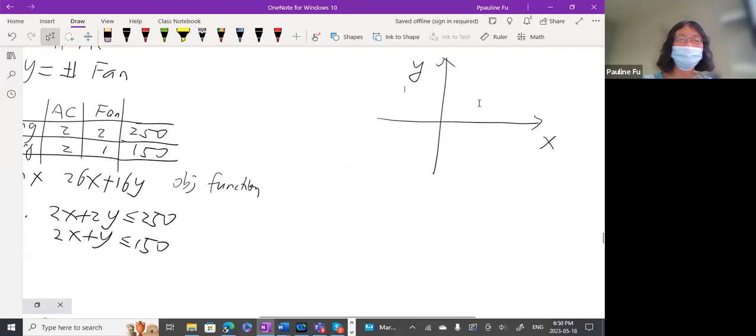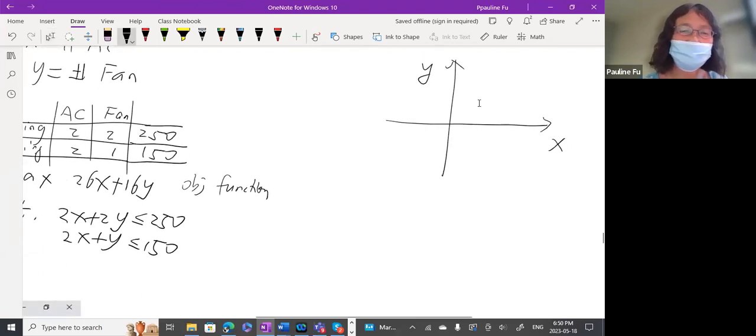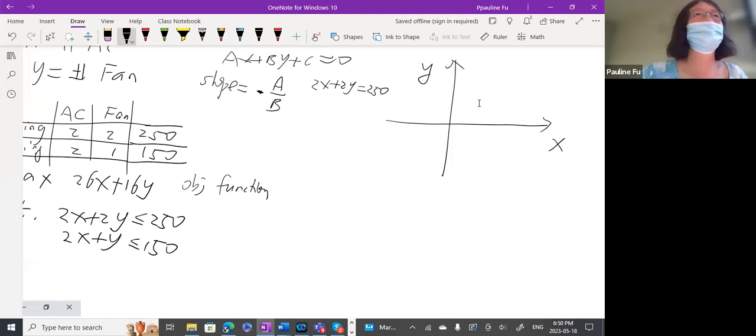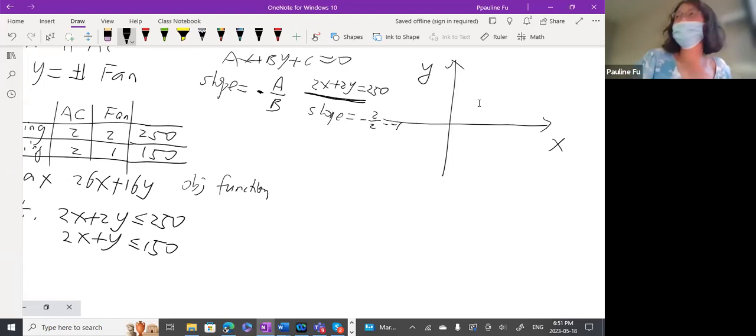So we need to draw the straight line 2X plus 2Y equal to 250. This line, what is the slope? Can anyone identify the slope for this straight line? Remember, we talked about aX plus bY plus c equal to 0. What is the slope? Negative a over b. If you have aX plus bY plus c equal to 0, the slope equals negative a over b. So what is the slope for this one? Yeah, negative 2 over 2. So negative 1 is the slope for this straight line.